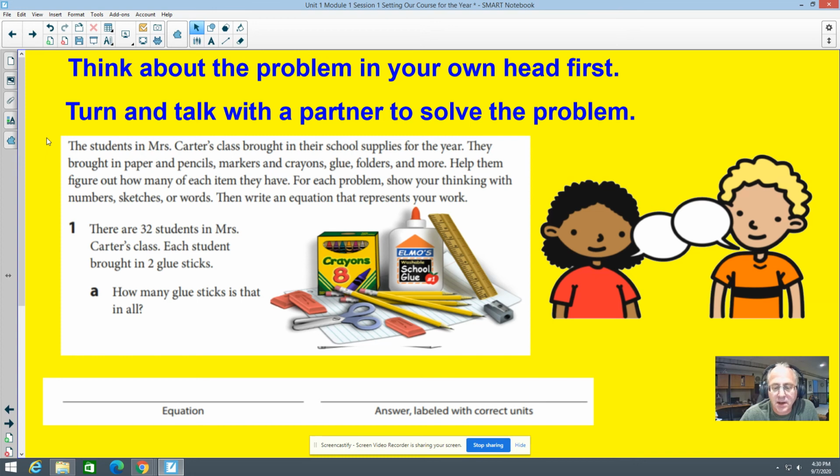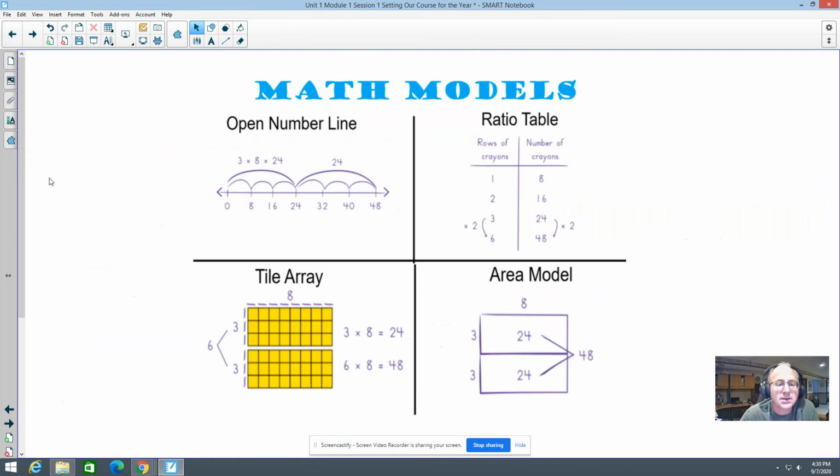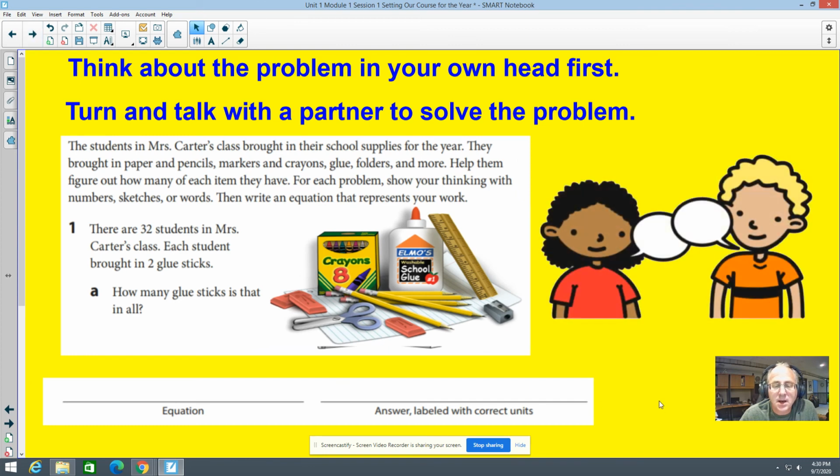So I'm going to stop the video right here so you can work on it. Again, 32 students, 2 glue sticks. Whatever way you want to do it. I'm going to go back to this. You could do a number line, 30, 32 times, whatever you want to do. You could do a ratio table, open model, array. You can even do repeated addition at this time. So I'm going to stop right here, and I want you to show your work somehow. You can even type in how you did it, and then I'll come in on the video at the end and explain it.